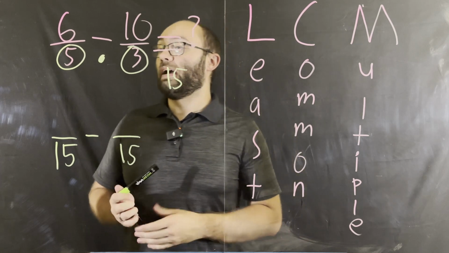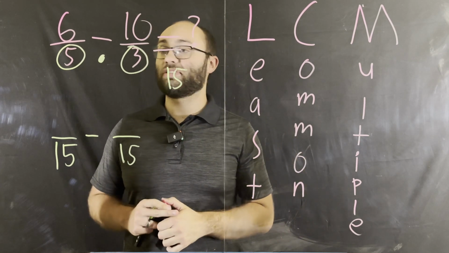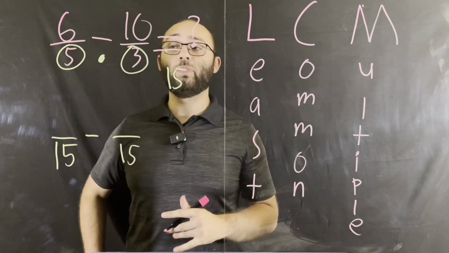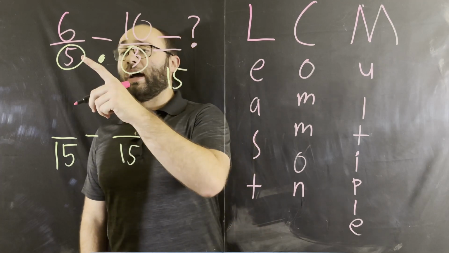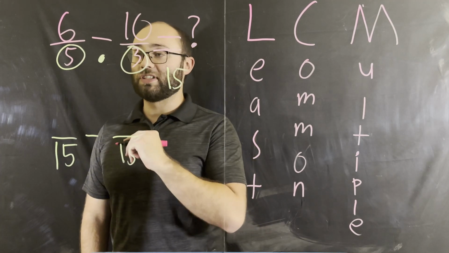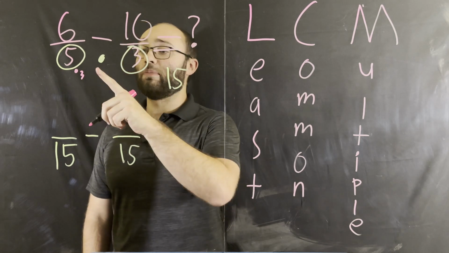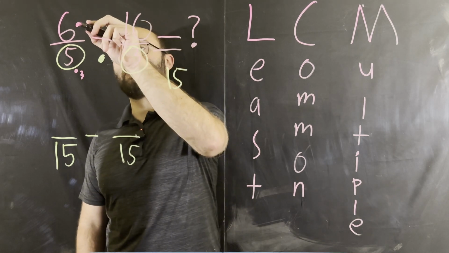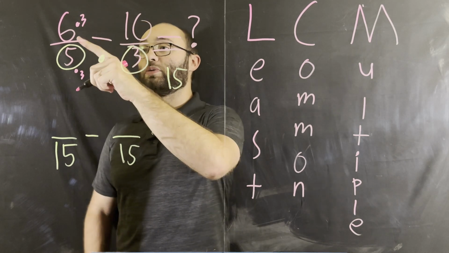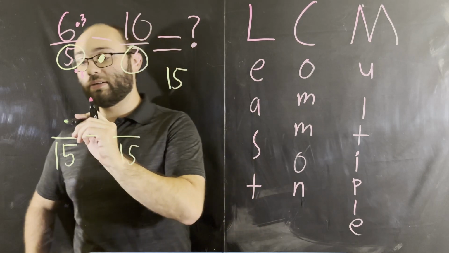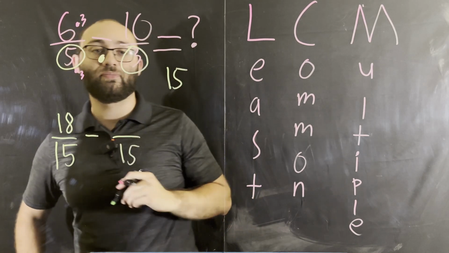Okay, and once again, we cannot just say that I changed it to 15. We need some logic behind it. How do I go from 5 to 15? And how I do that is by multiplying it by 3. And if I multiply the bottom by 3, I have to multiply the top by 3. So I do 6 times 3, which gives me 18.